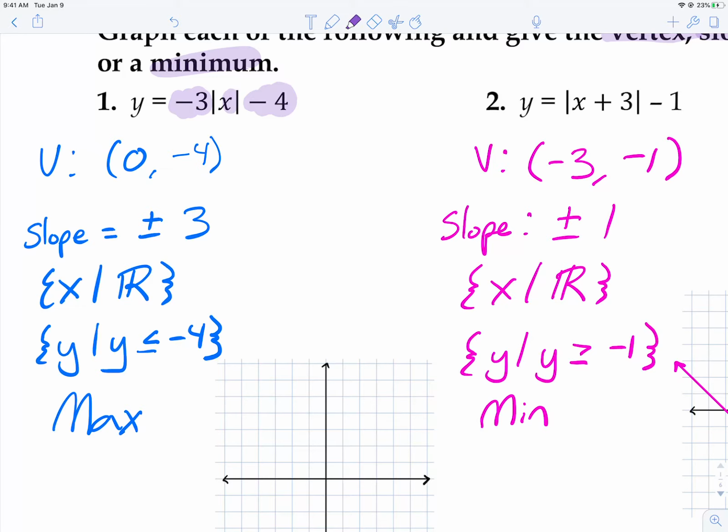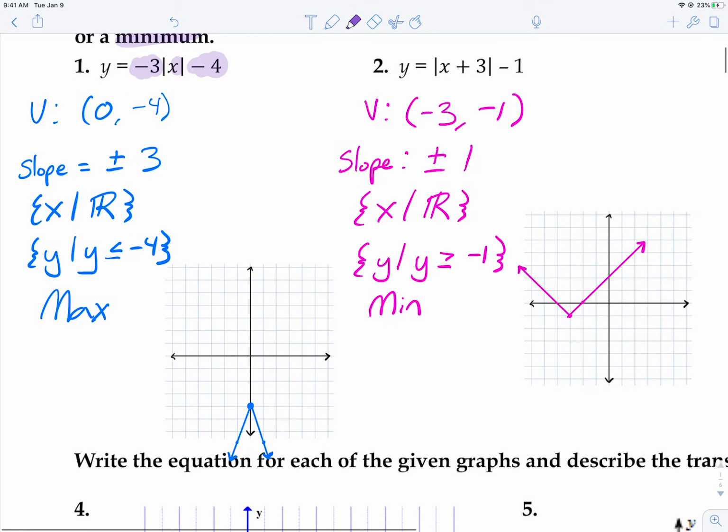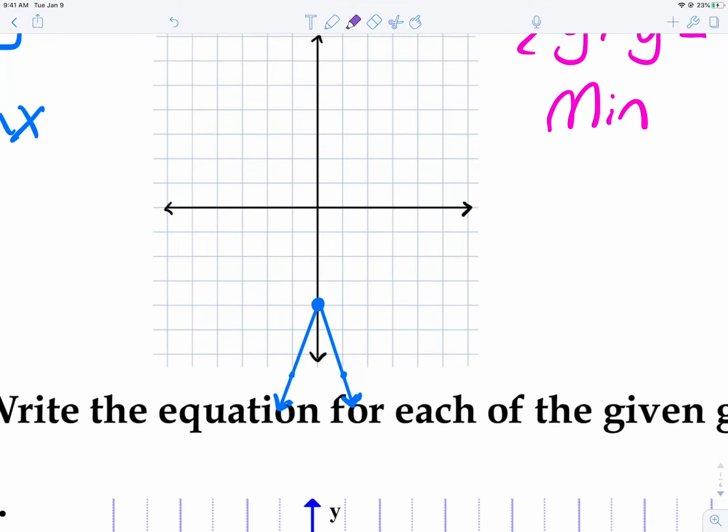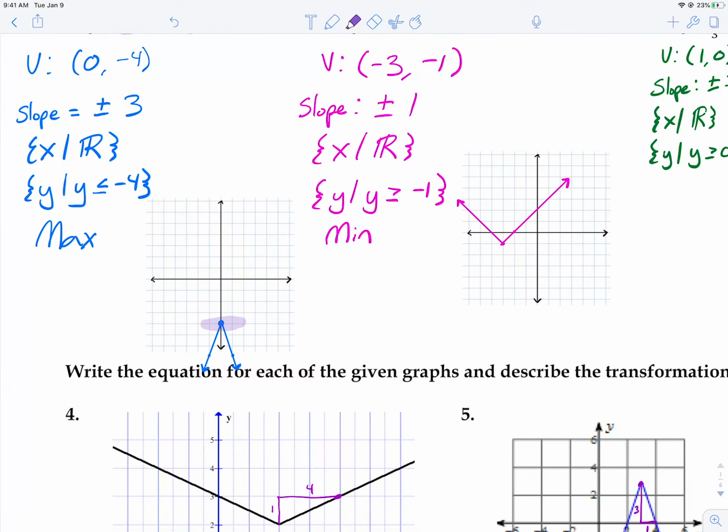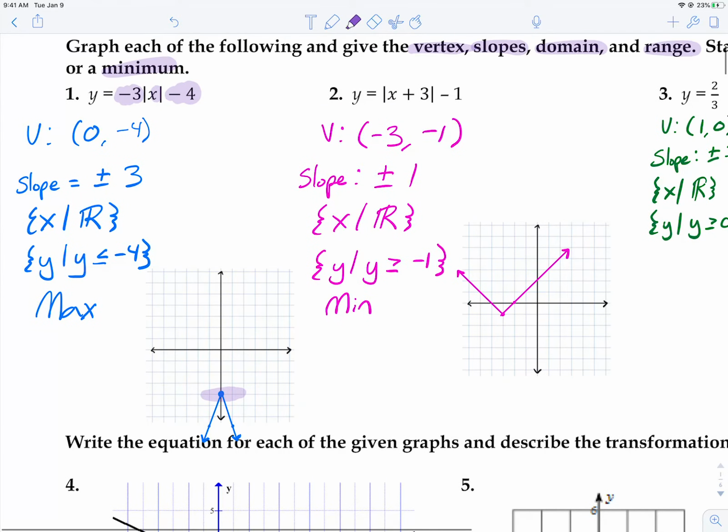For the domain, it is all real numbers. You can plug in any number for x in this equation, take its absolute value, multiply it by -3, and subtract 4. However, the y's are not the same thing. The y's are less than or equal to -4. If you look at your graph, the highest the y's go is -4, and then it goes below that, which is why the range is the set of y's such that y is less than or equal to -4. And that problem has a maximum. The vertex is actually the maximum of that absolute value equation.